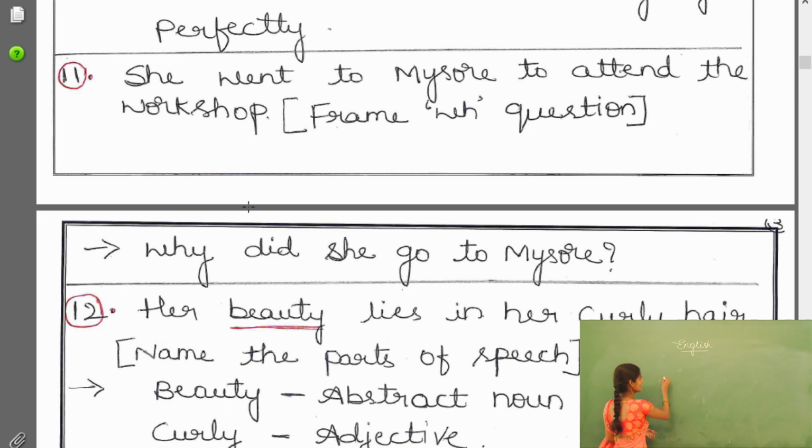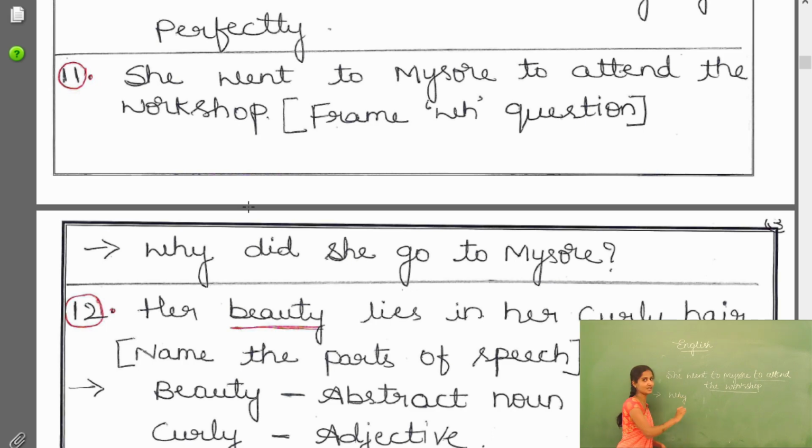But here the sentence is, she went to Mysore, right? She went to Mysore to attend the workshop, right? So you have to frame the WH question to get this phrase as an answer. So first of all, you should look at the statement and identify which WH word should I use. So to attend the workshop, here it is telling the reason. When the reason is there, then you have to use why.